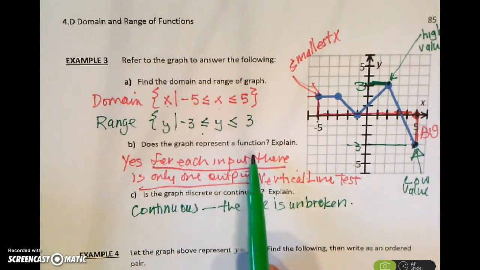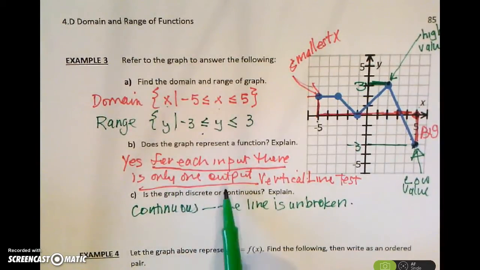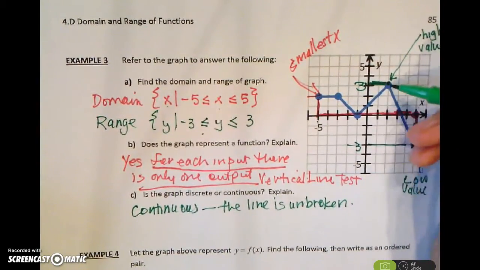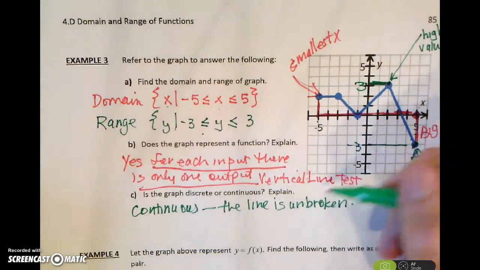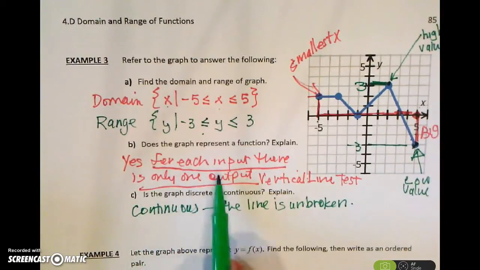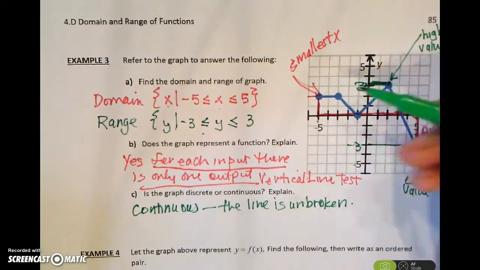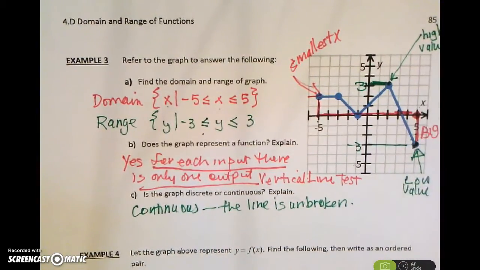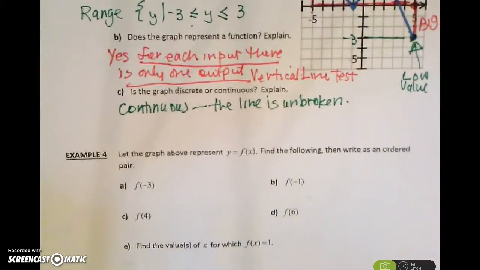Does it represent a function? Yes, because for every input, there is only one output. So input, one output. Vertical line test, yes, that's true. I want to see, though, for you to say for each input, there is only one output. Is the graph discrete or continuous? It's continuous because the line is unbroken. It is not separate points.